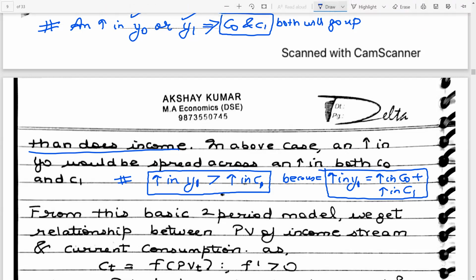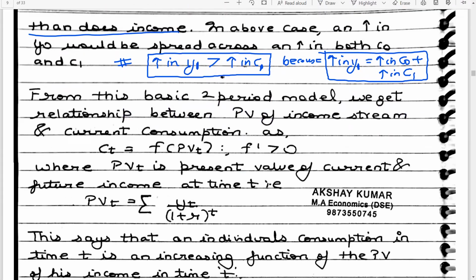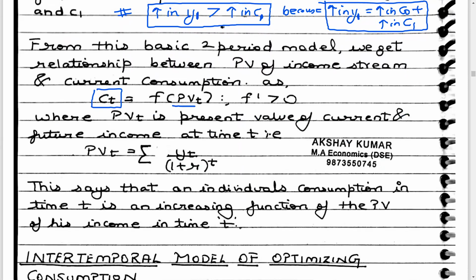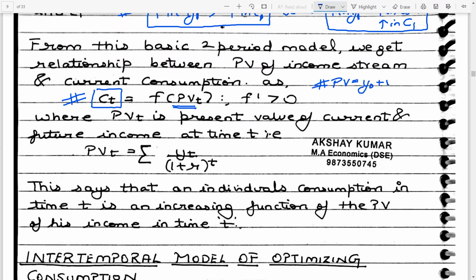So guys, from this two-period model, we can build the relationship between consumption and present value of income. So I can say that consumption in period T is a function of the present value of income in period T. Guys, in our model, what is the present value of income? In our 2-period model, the present value of income is y0 plus y1 upon 1 plus r.